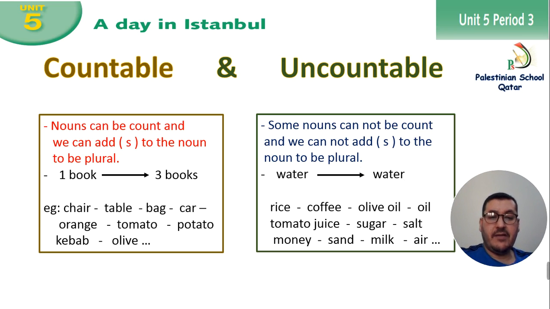For example, we have a lot of words: rice, coffee, olive oil, tomato juice, sugar, salt, money, sand, milk, air, whatever. All these are examples of uncountable nouns. And be careful, the uncountable noun doesn't take s in the plural. So the singular and plural have the same shape.